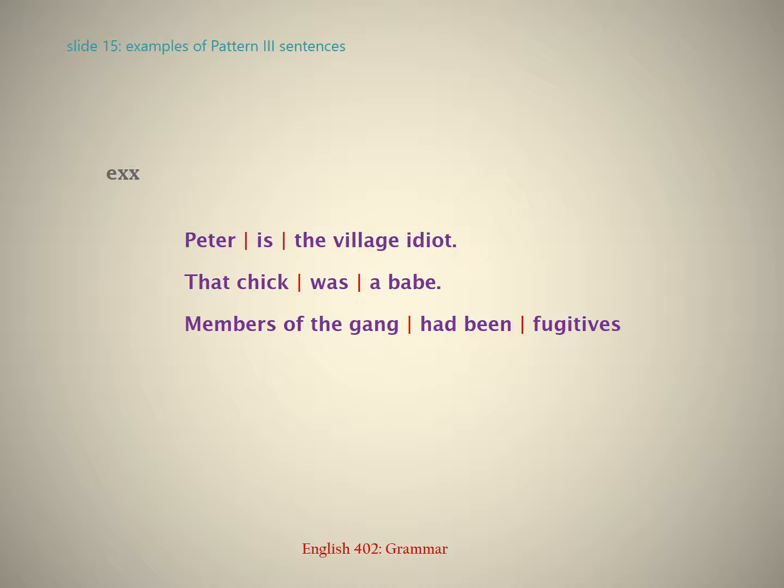Examples: Peter is the village idiot. That chick was a babe. Members of the gang had been fugitives.